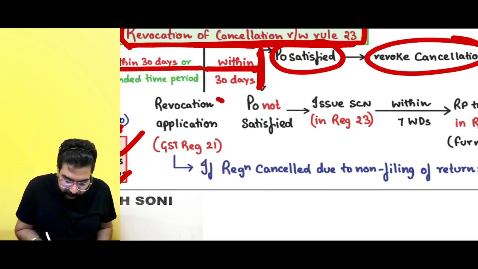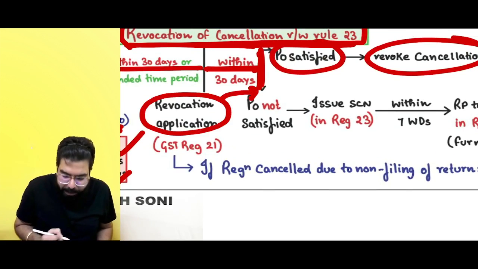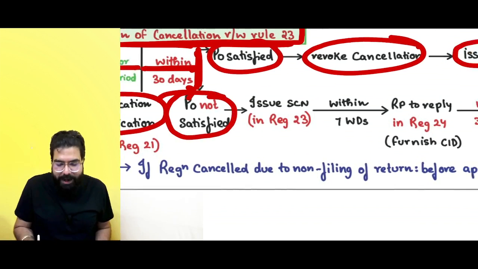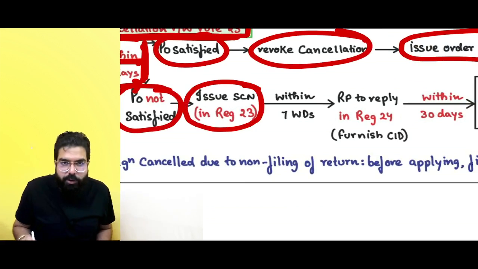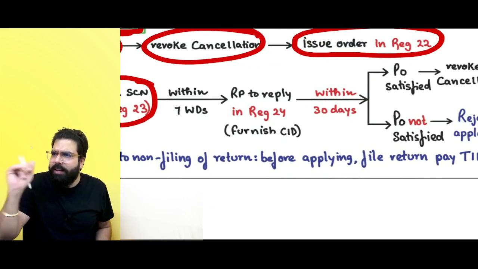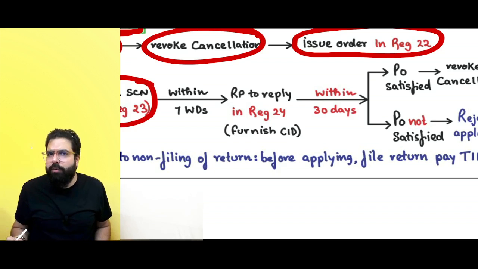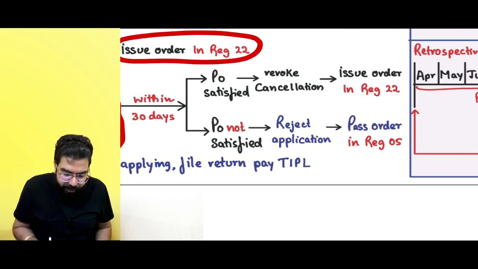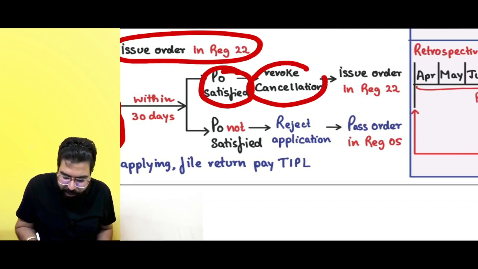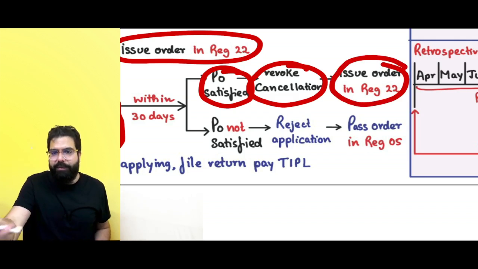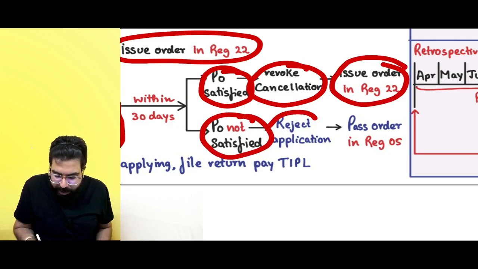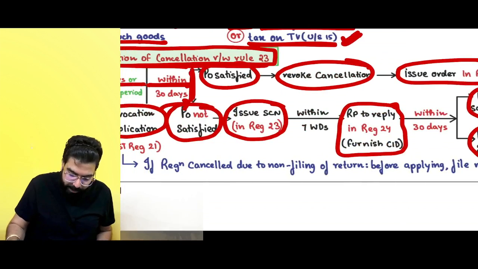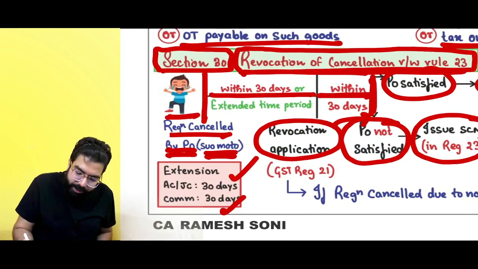You can continue with your business. Sir, once you give the revocation application, whether you give it here or after the extended time period, if the PO is not satisfied, then he will issue a GST REG 23 telling, hey, these are my thoughts, I don't want to revoke the cancellation. Then you have to reply with the clarification information document. If the PO is satisfied, he will revoke the cancellation and issue an order. If he is not satisfied, he will reject the application and pass an order in GST REG 05. Simple as that.